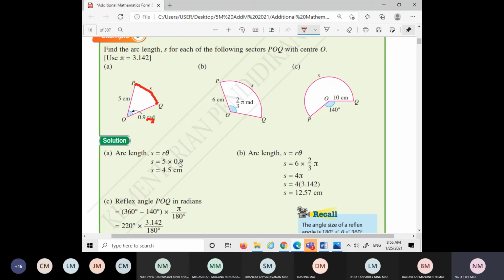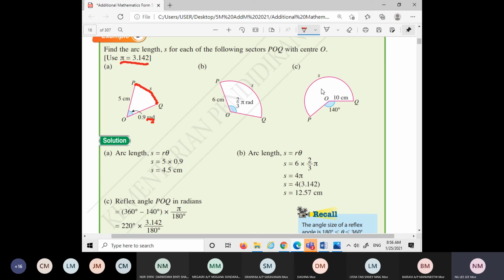Okay, now we look at B. The same thing. I have the radius 6, so 6, then the angle in radian is 2/3 pi, times 2/3 pi. Remember to replace the pi as 3.142. Then you find the answer.